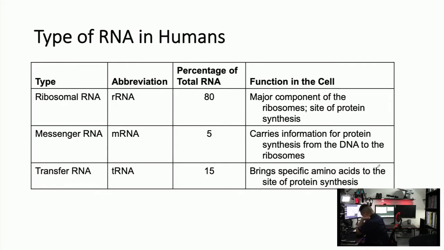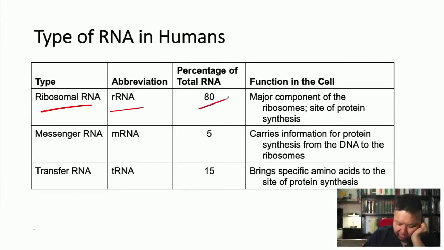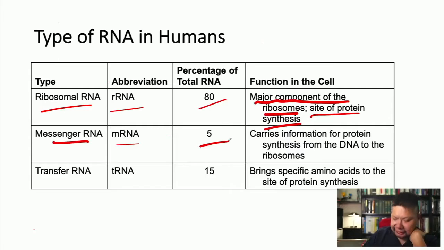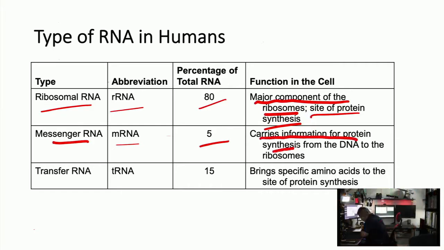So, quick little review summary of RNA. Ribosomal RNA or rRNA is about 80% of all RNA in a person. And it is the major component of ribosomes, the site of protein synthesis. Messenger RNA or mRNA is only about 5%, which makes sense, right? The only purpose of messenger RNA is to take the information from the DNA in the form of RNA, from the nucleus where the DNA was, and move it to the ribosome, right? So it carries information for protein synthesis from DNA to the ribosome, right?